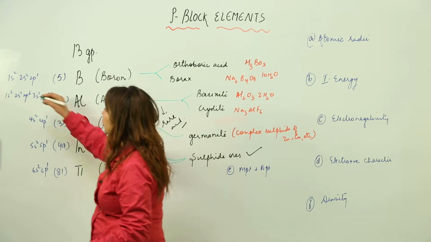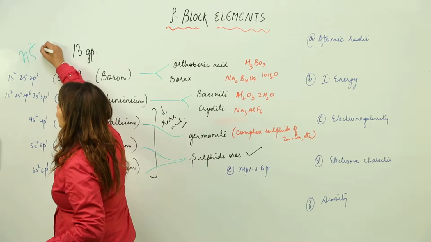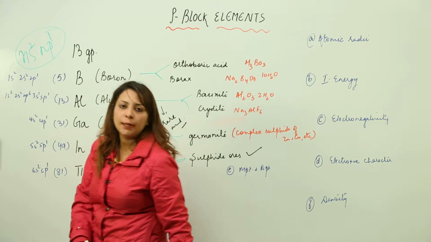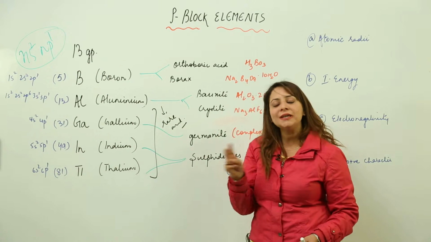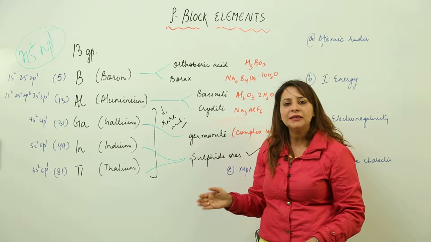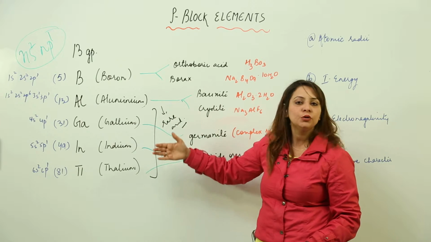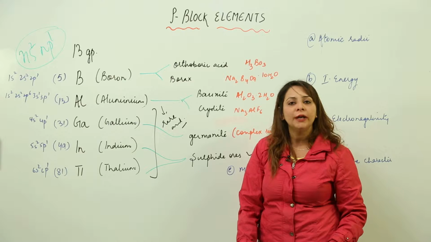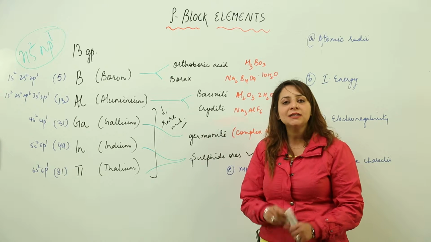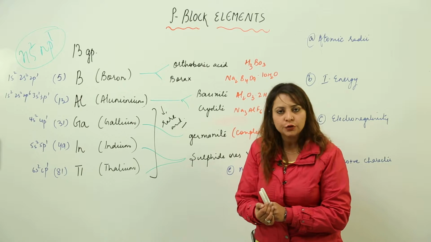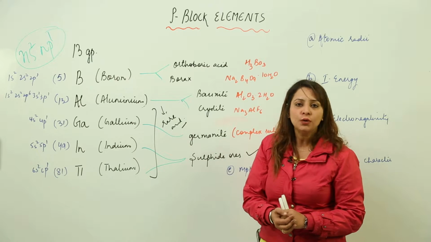But the general electronic configuration, which we have already talked about before, is ns2, np1. You fill 2s and 2p, followed by 3s, 3p, then 4s, 4p, then 5s, 5p, 6s, 6p, likewise. We have already discussed that the inner core may differ, but the outermost electronic configuration remains the same, that is ns2, np1.